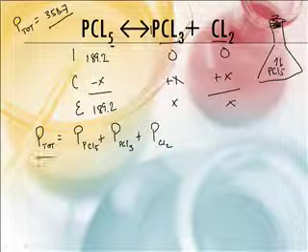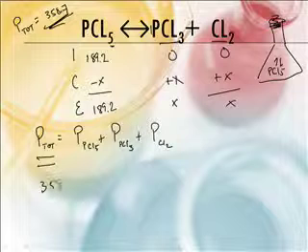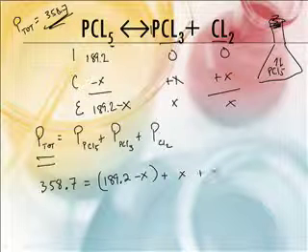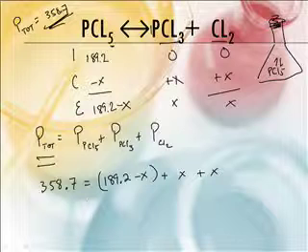So if we know the total pressure, which is this 358 number, I can say 358.7 would be equal to 189.2, oops, I just made a mistake, minus x plus x plus x. Now, algebraically, this is not terribly difficult mathematics, is it?